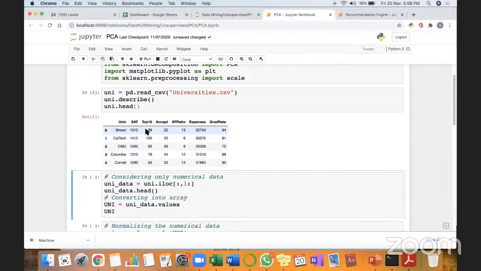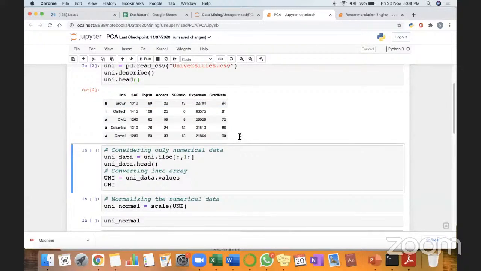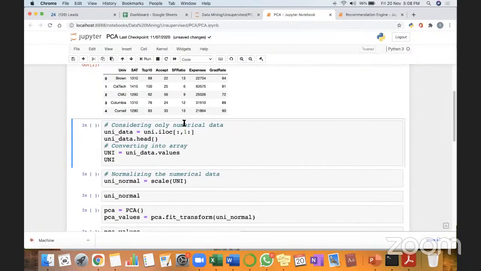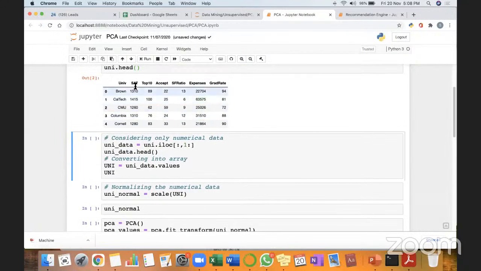set we have worked on in the clustering concept. Right. So just get rid of the first column. I need only the numerical columns because we are going to apply the scaling on this data. Okay, so this is the slicing of the data frame.